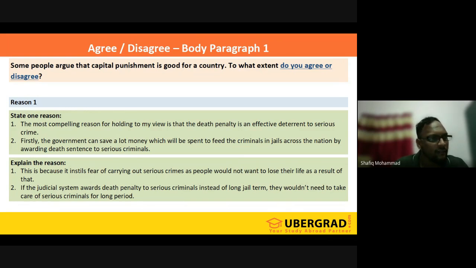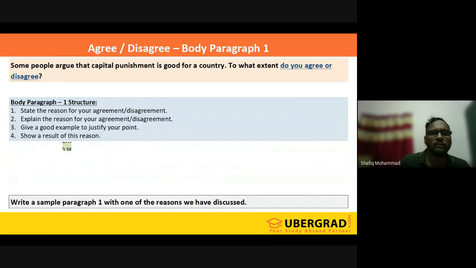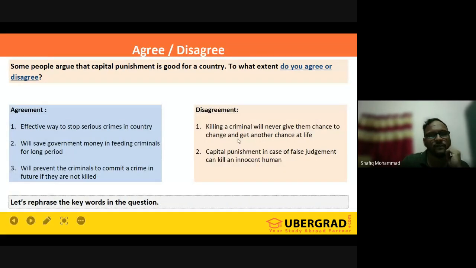Suppose, sir, if I totally agree, then can we discuss only agree points to make any paragraph for disagree? So, if you agree, obviously you're going to write all the agreeing statements. Whatever you submit in your thesis statement, according to it, you're going to go. So now we are only discussing agreeing. If you disagree, you can write some of the points which are given here, right? If you disagree, you can write saying killing a criminal would never give a chance to them. Capital punishment in case of false judgment can kill an innocent. So if you're disagreeing, you can give two statements like this.